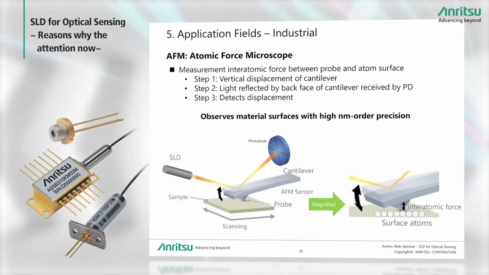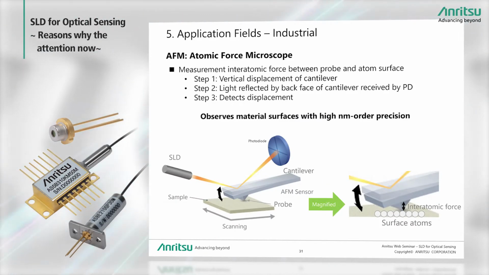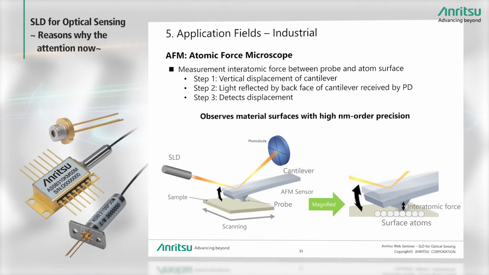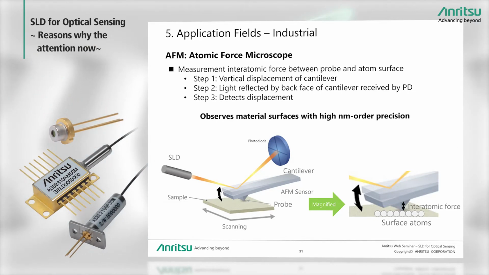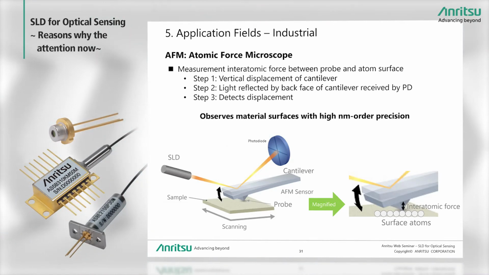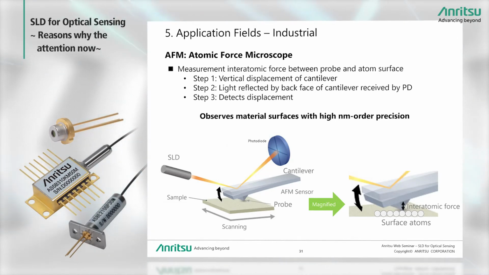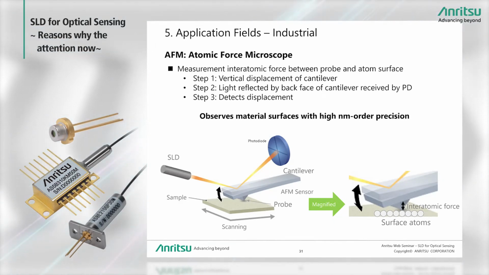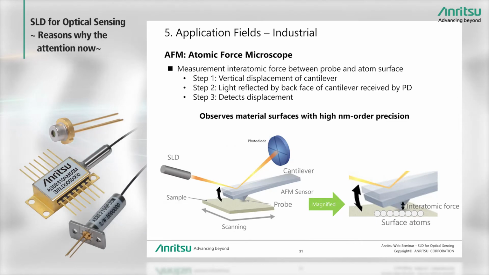The next two slides show some industrial applications. This is the atomic force microscope using a probe at the tip of a cantilever. The diagram on the right is a magnified view of the probe part. The cantilever moves vertically due to the interatomic force between the probe and atoms at the material surface.